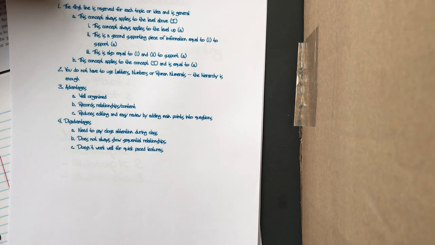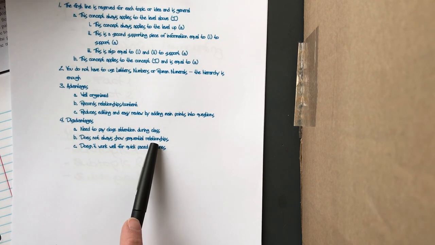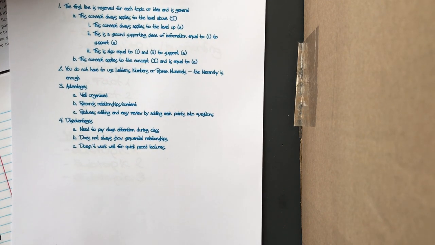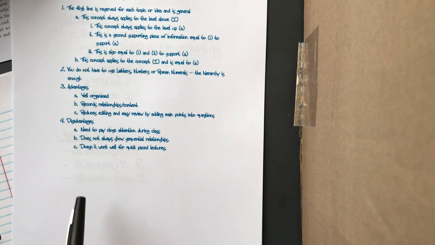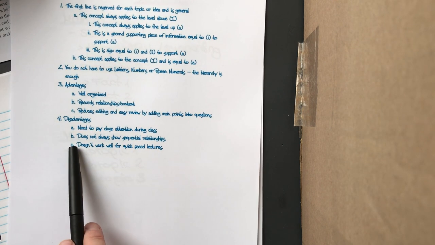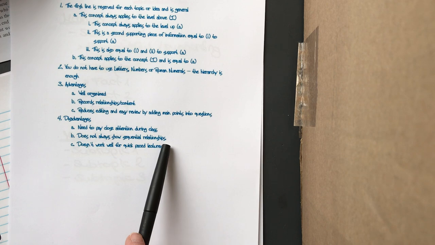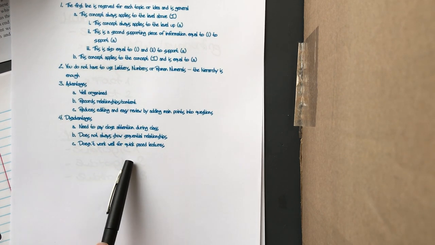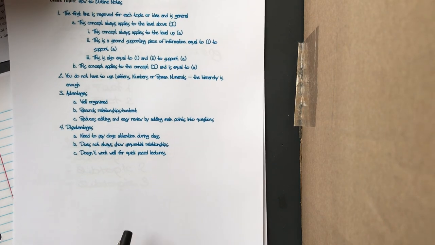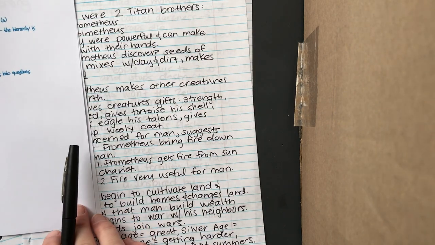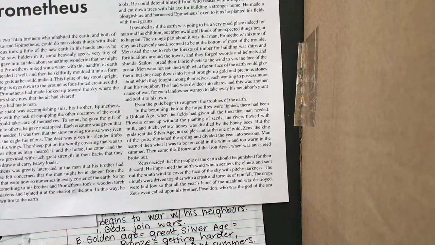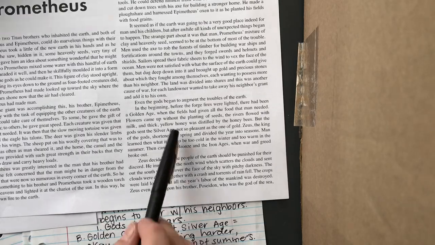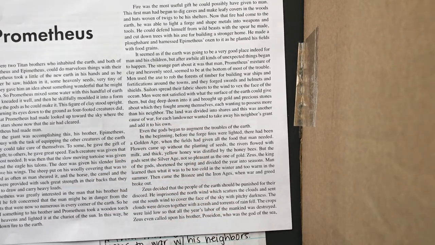And some disadvantages is you need to pay close attention during class. So if I was outlining as I was listening to a lecture, I'd have to be really on it because you might miss something. It does not always show sequential relationships, meaning one after the next. And it won't work well for really quick paced lectures. I think outlining works best with readings, actually. Not that you can't do it during live discussions, but it might be kind of a challenge. But I think for outlining, readings is very powerful.